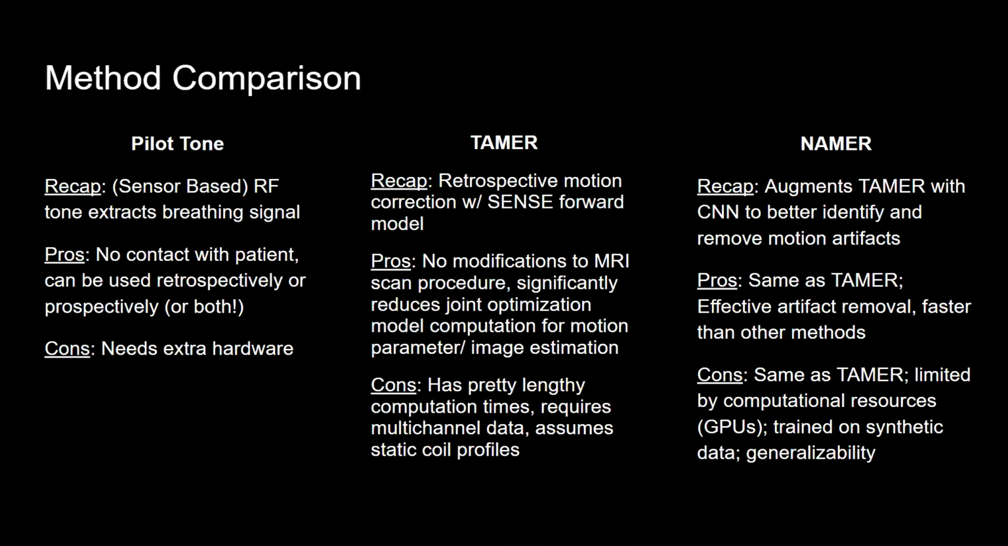Next slide. So to recap a little bit, we talked about three methods: pilot tone, TAMER, and NAMER. Pilot tone was a sensor-based approach that uses an external RF tone to extract the signal. It's great because it doesn't require contact with the patient and can be used both retrospectively and prospectively, but it does need extra hardware. The thing about TAMER and NAMER is that they are both retrospective data consistency-based approaches. Katie already talked about TAMER quite a bit. I'll talk a little bit about NAMER. It has many of the same pros and cons, but some extra pros are that it is even more effective and much faster by an order of magnitude, while some limitations are that it does require GPUs, and there's a question about generalizability. Final slide.